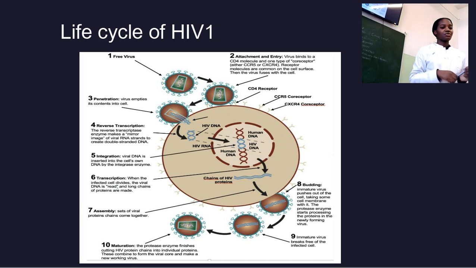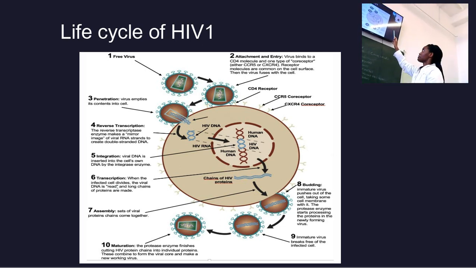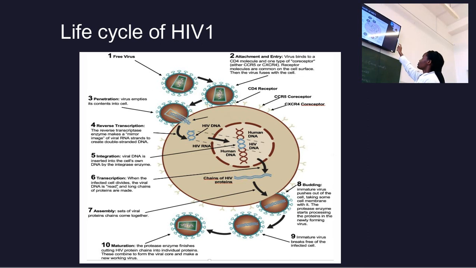Alright, so the life cycle of HIV, you can see that on the first stage there's a free virus just entering the immune system, I don't know through what. And then number 2, we now see that the virus goes to its target cells.